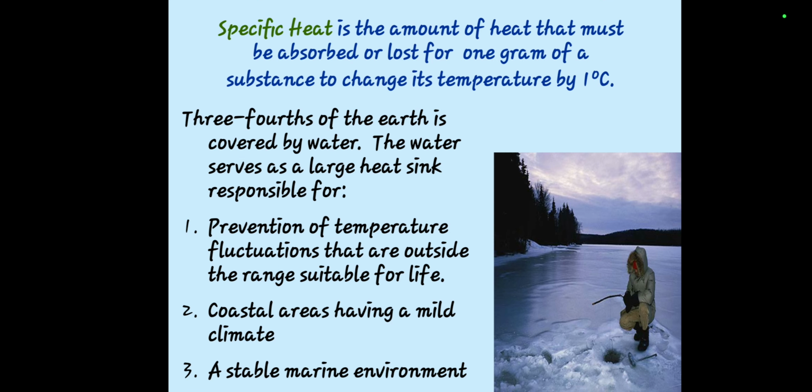The last question arising is what is specific heat. Specific heat is the amount of heat that must be absorbed or lost for 1 gram of a substance to change its temperature by 1 degree Celsius. Three-fourths of Earth is covered by water, so water serves as a large heat sink. There are three statements that explain specific heat: prevention of temperature fluctuations outside the terrain suitable for life, coastal areas having a mild climate, and a stable marine environment.